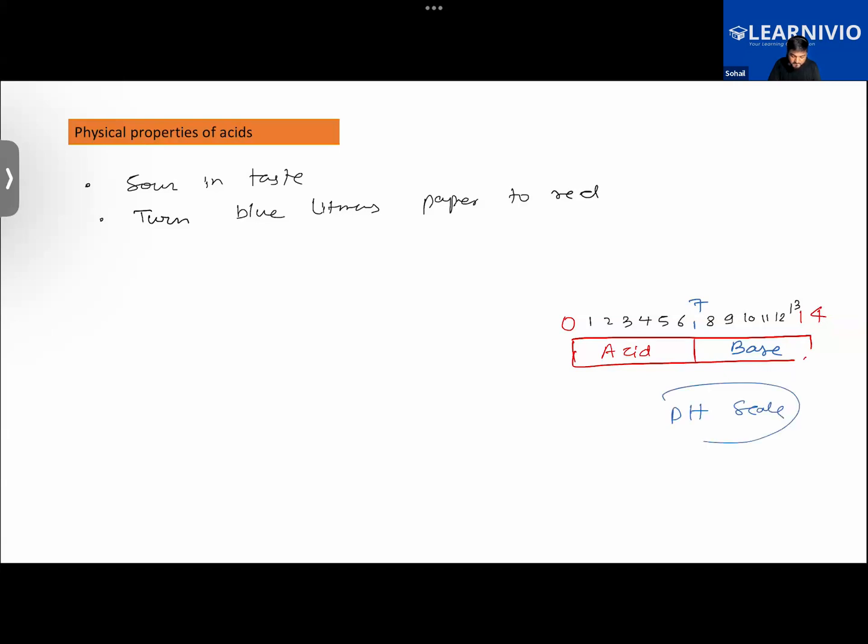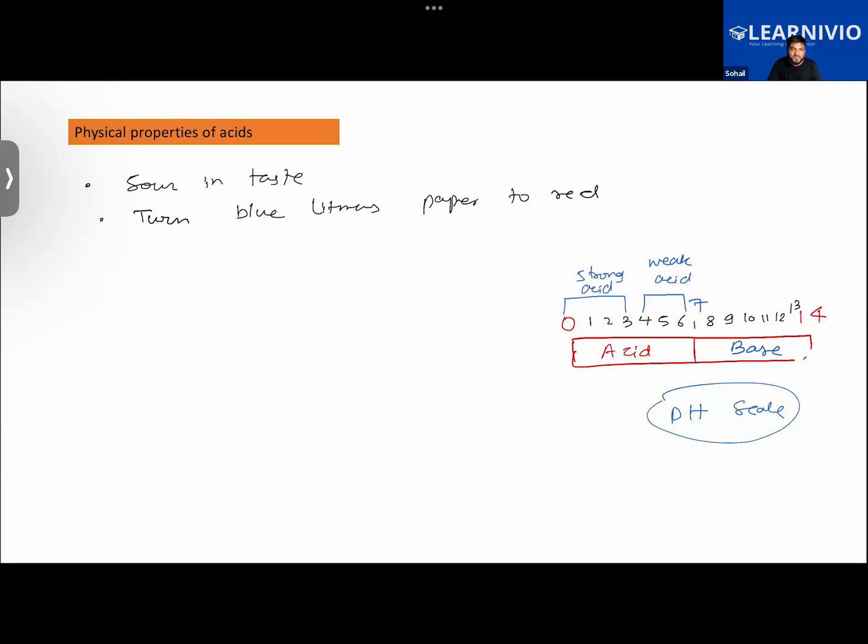So the pH scale is a kind of scale to measure the strength of a given acid or base. If an acid has a pH value closer to 0, like 0, 1, 2, 3, it will be considered a strong acid. And if it has a pH value like 4, 5, or 6, it will be considered a weak acid. Getting this, guys, what I'm trying to say?